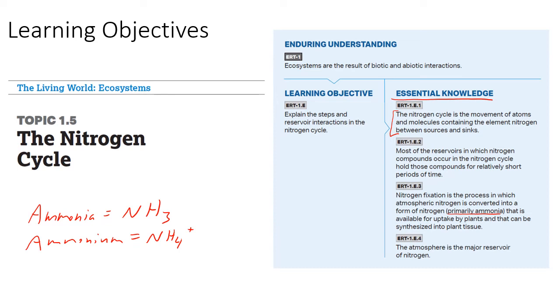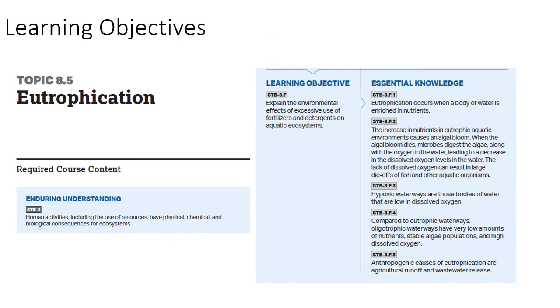And then finally, the atmosphere is the major reservoir of nitrogen. That's where most of the nitrogen on the planet is, and most of the atmosphere is nitrogen. About 78% of the atmosphere is nitrogen. Nitrogen gas, diatomic nitrogen. All right, and again, the major human impact on the nitrogen cycle is eutrophication. So eutrophication occurs when a body of water is enriched in nutrients. That specifically here was nitrogen, but it could be phosphorus, it could be animal or human waste. Okay, raw sewage or animal fecal matter.